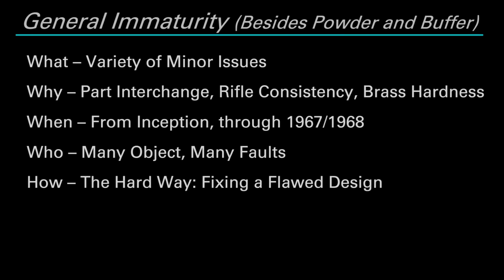So these issues were a variety of minor things, mostly dealing with part interchange and rifle-to-rifle consistency, and one particularly serious one had to deal with brass hardness specs. Most of these issues existed from inception all the way through 1967 and 1968. It's in '67 and '68 that Colt finally has a solidified final design for the M16.